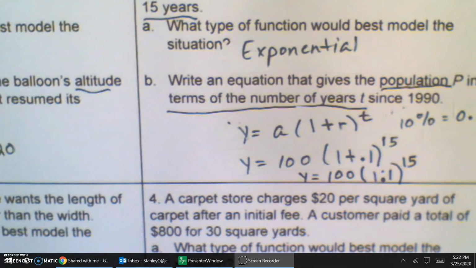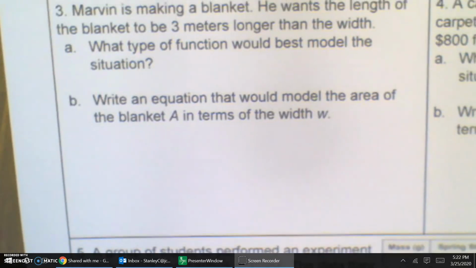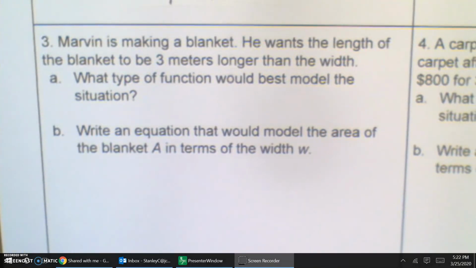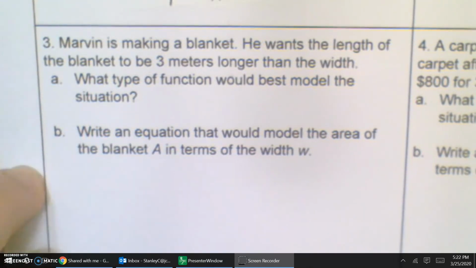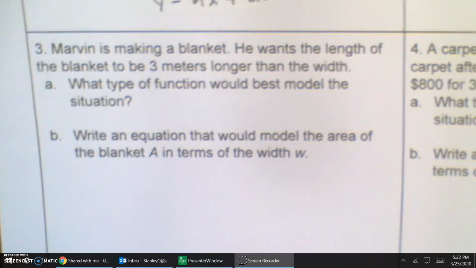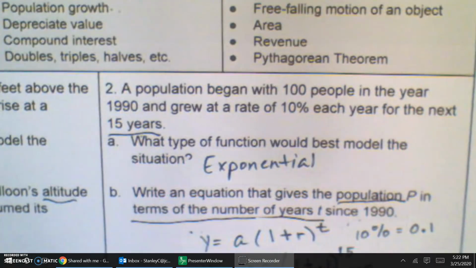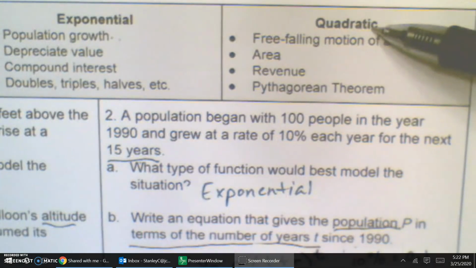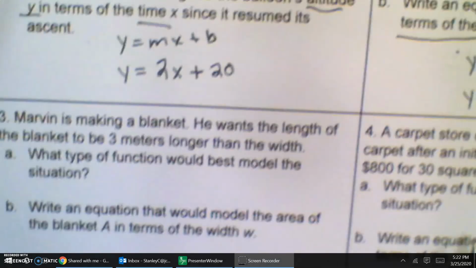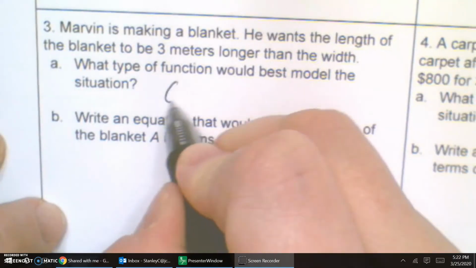Third example. Marvin is making a blanket. He wants the length of the blanket to be 3 meters longer than the width. What type of situation, or what type of function, would best model the situation? So we're talking about area. Area is represented by quadratic. So quadratic.